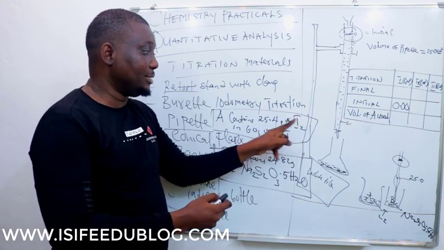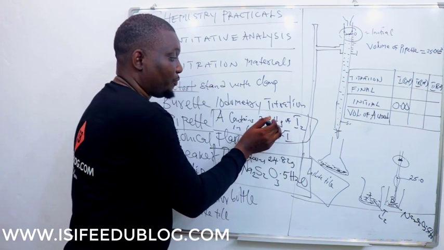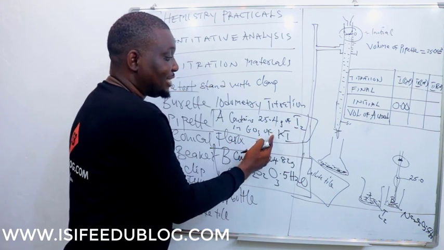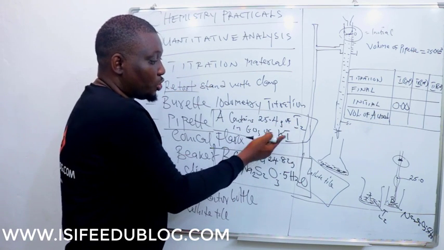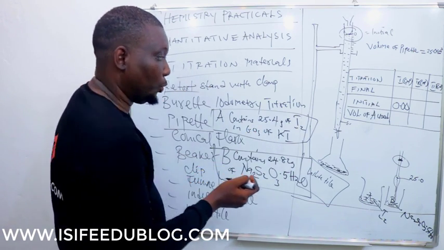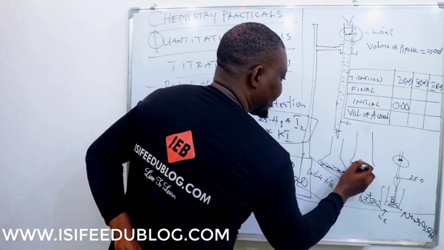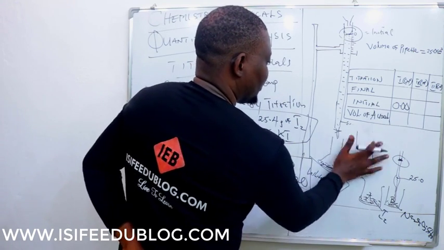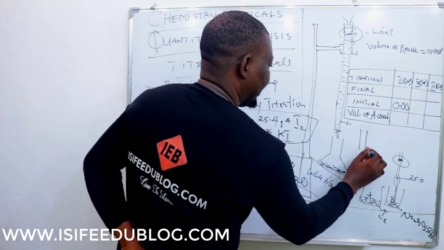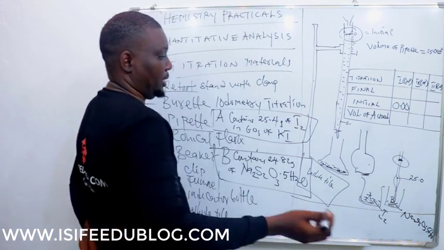So this iodine, you're going to weigh 25.4 gram of I2, then dissolve it in the solution containing 6.0 gram of KI. So what you do is, first, get your standard volumetric flask. The volumetric flask will look like this. Supposing it is 1000.